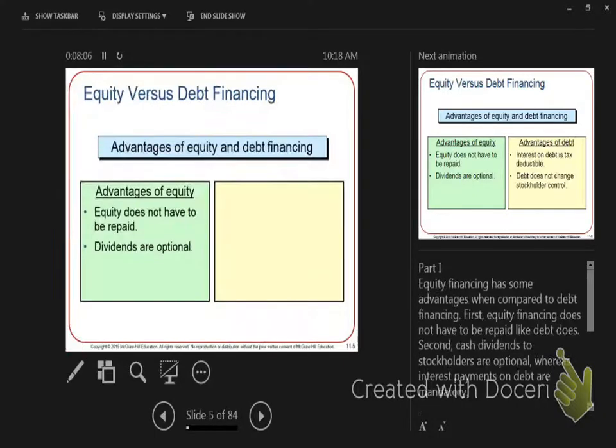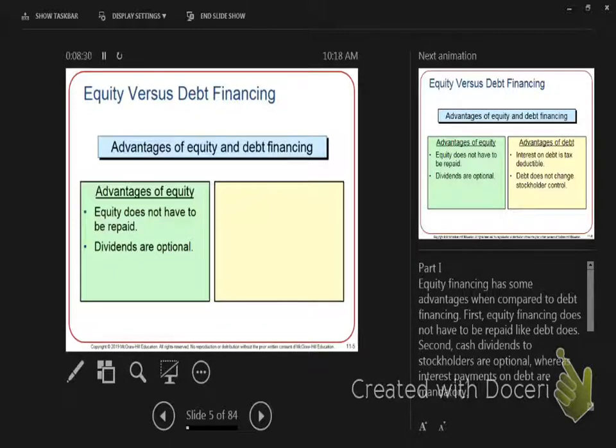So why do we have equity? Stock, first of all, doesn't have to be repaid. It's the best thing about stock. You issue it, you get cash. Number one reason, and the only reason you sell stock, is because you get cash. And dividends are optional. Google pays them, AT&T doesn't.